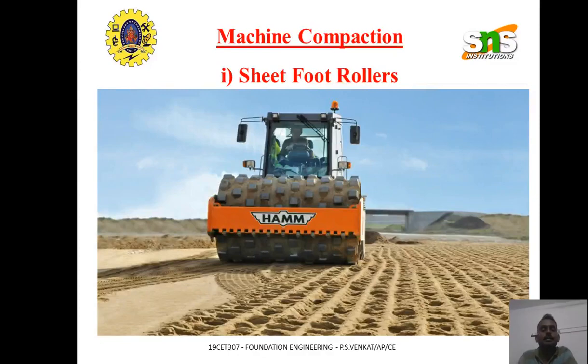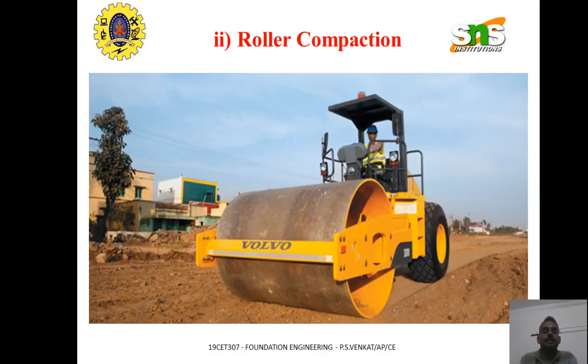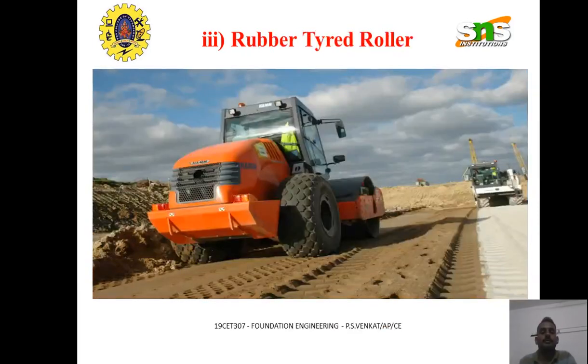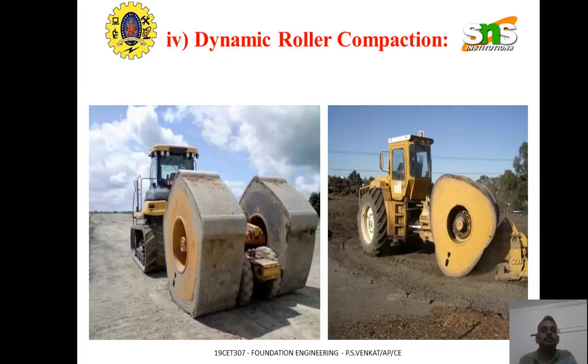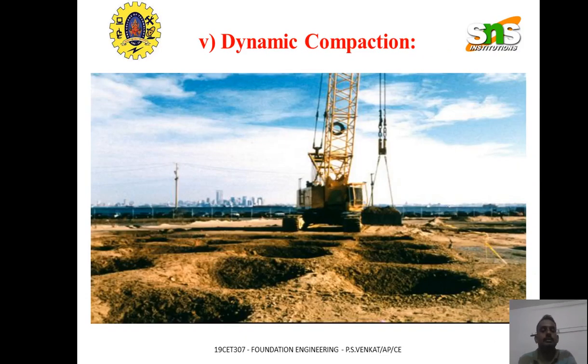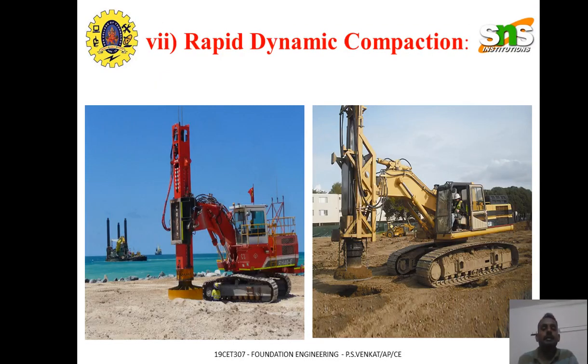So these are all the various instruments used in compaction. This is sheep foot rollers where the drum is given an impression of sheep foot, that is used for better compaction. Next one, we are more familiar with roller compaction where steel drums are used. Next equipment is rubber tire roller. Next is dynamic roller compaction equipment. Next is dynamic compaction by means of vibro compaction. Next is rapid dynamic compaction equipment.